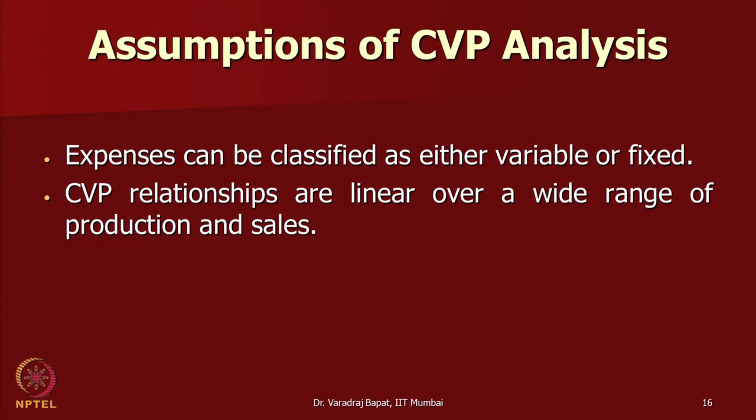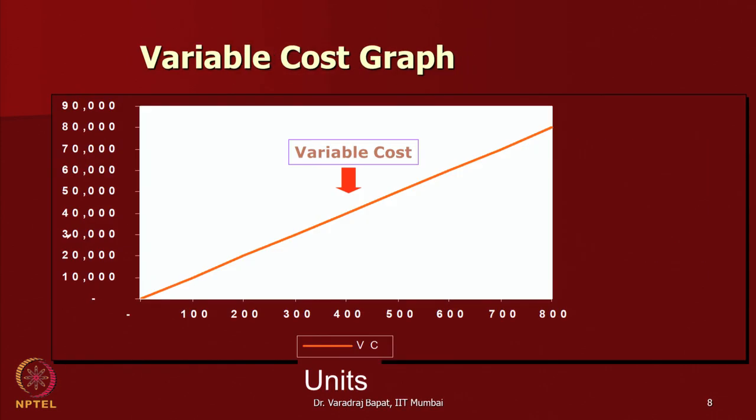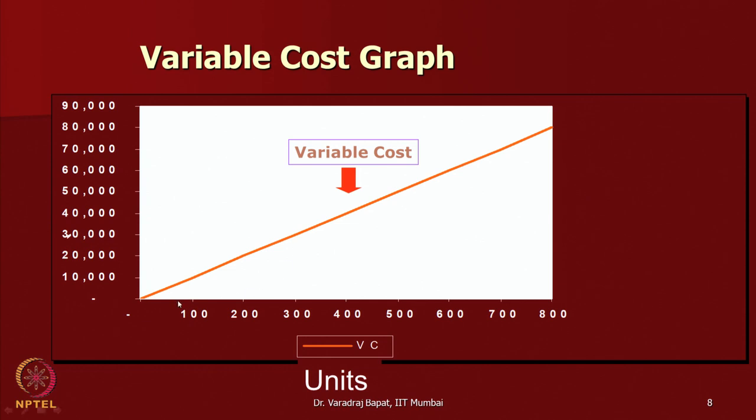The next one is, CVP relationships are linear over a wide range of production and sales. I will just go back. You can see here we had seen this fixed cost graph where we had assumed it to be a flat line, or variable cost, assuming it as a line going vertically up. This is as per the assumption of CVP that these costs are linear in nature. In reality, they might be curves, they may slightly go up or down, but again for the purpose of our calculation, we will have to assume a linear relationship.